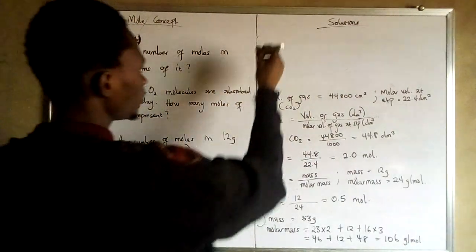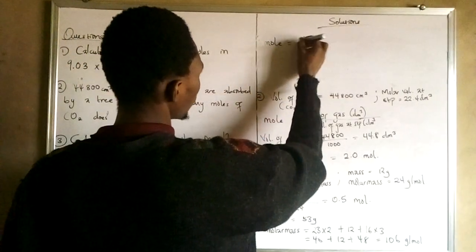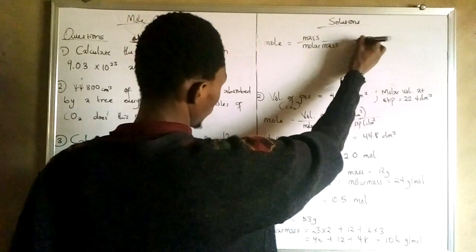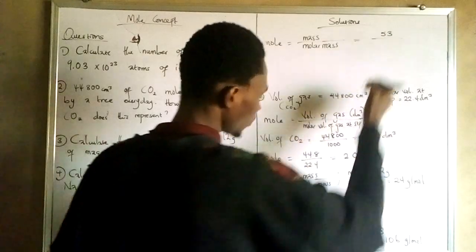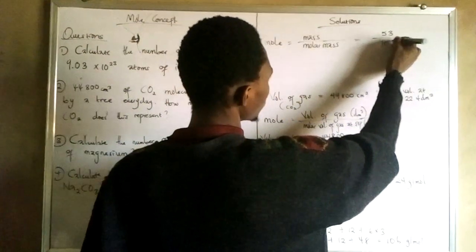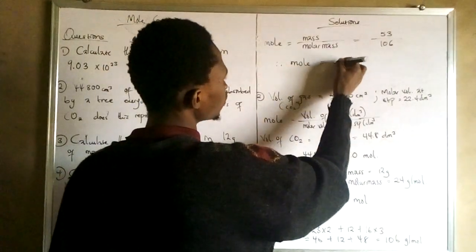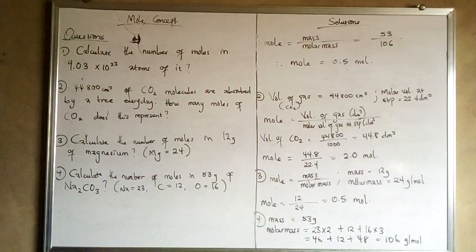106 grams per mole. Then we come to our formula. Mole is equal to mass over molar mass. The value of our mass is 53, and the value of the molar mass is 106. So 53 divided by 106 is going to give us 0.5 mole. So that's the answer for the last question, or the answer is 0.5 mole.